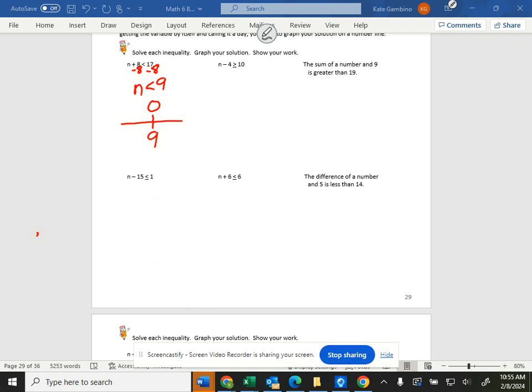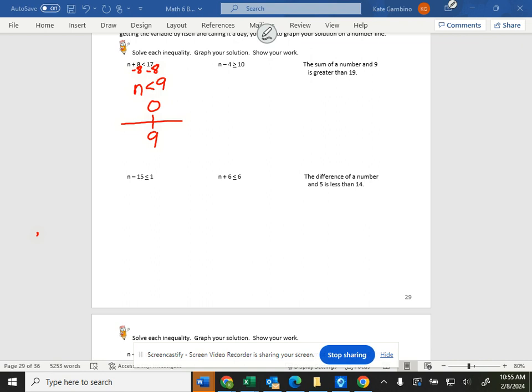Am I going to leave it open or am I going to color it in? Why would I leave it open? Because it doesn't have the equal sign. So I'm going to leave my circle open because it is not equal to 9. 9 plus 8 is 17, but it has to be less than 17.